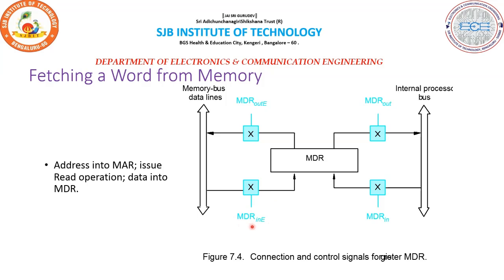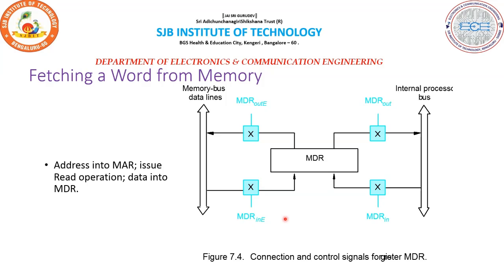Now this figure shows the four control signals: MDR in, MDR out, MDR out E, and MDR in E. MDR in and MDR out control the connection of the internal bus. MDR in E and MDR out E control the connection to the external bus, as shown in the figure.